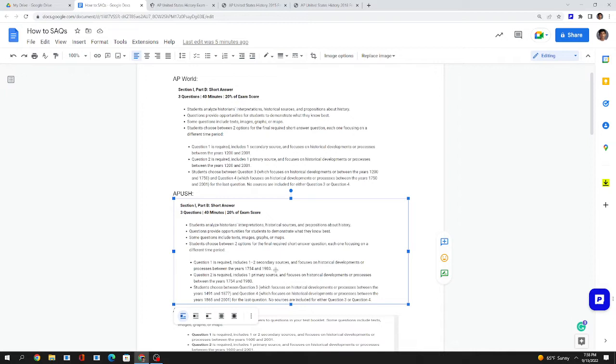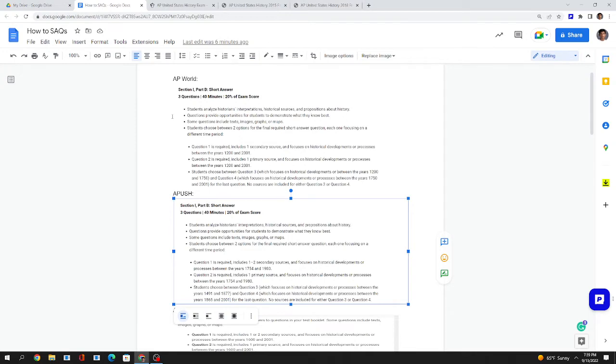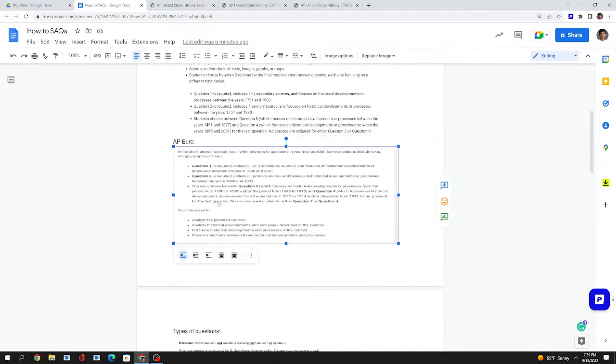For AP World, it's actually a little bit harder. You actually get content that could be from the year 1200, which is the beginning of Unit 1. Now, what are the odds they do this? Not very high. But of course, you should still be prepared for this. So if you're an AP World student, you want to be on top of your A game. APUSH, fortunately, you get a little bit more leeway. Unit 1 and Unit 2 are typically not prioritized that much.